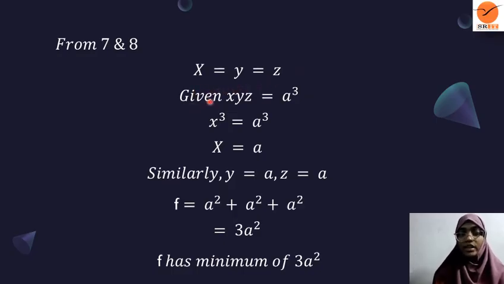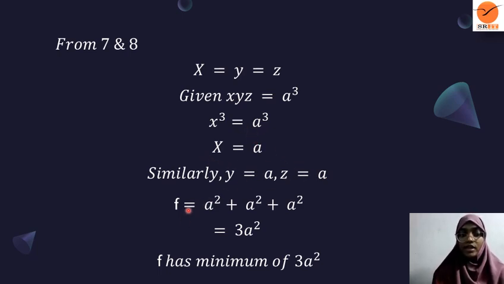So the given is xyz equals a cube. Here x, y and z are all equal, so we consider all three as x. Here x into x into x is x cube. So x cube equals a cube. From this we get x is equal to a. Similarly, when we substitute the y and z values in the given equation, we get y equals a and z equals a. Then we get x equals y equals z equals a.